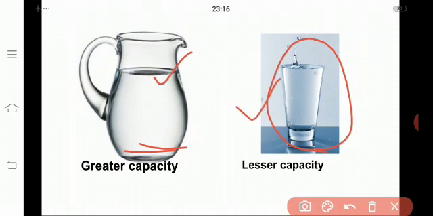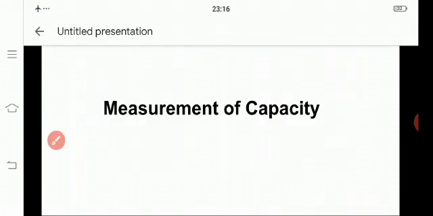glass. Is it, children? So I will repeat. So we can say that the capacity of the jug is more than the capacity of the glass. Okay children, shall we move on to the next one?